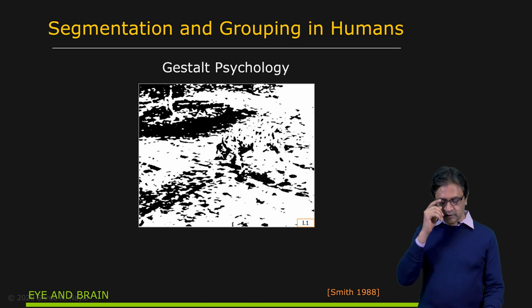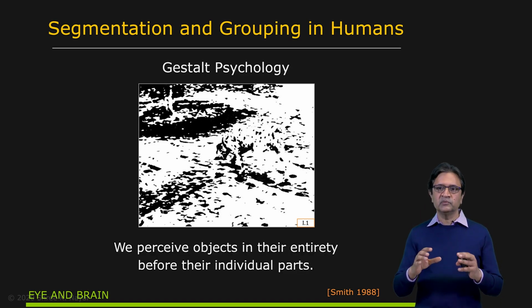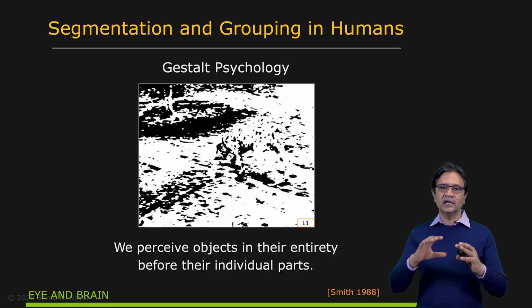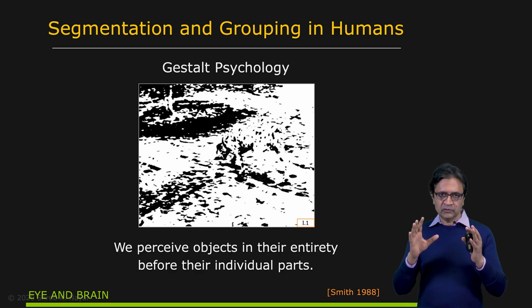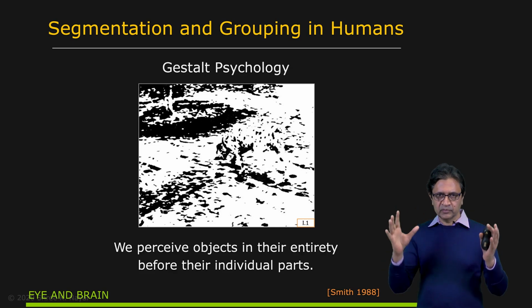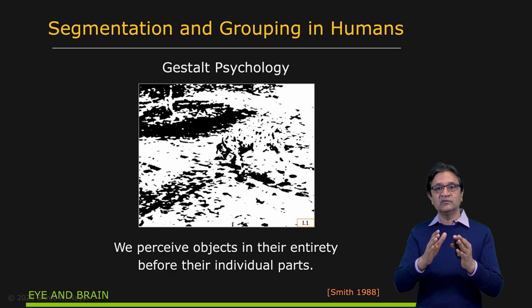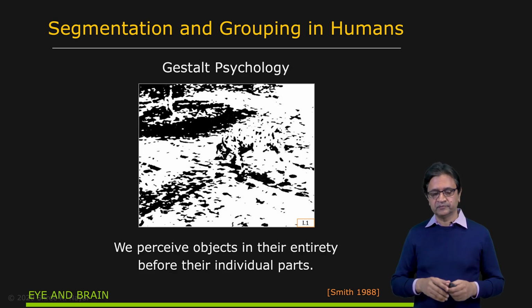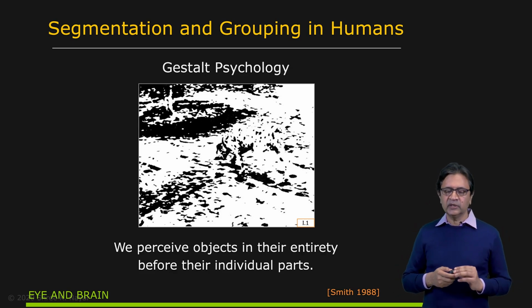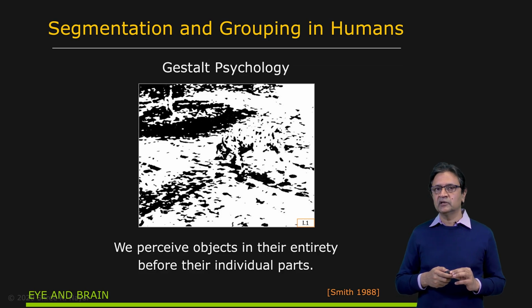And this theory says that what we do is we perceive objects in their entirety, and once we have done that, we are able to group the entire object. Then we identify its individual parts or subgroups. So the question really is, how do we accomplish this? What are the principles or rules that we use to achieve this?